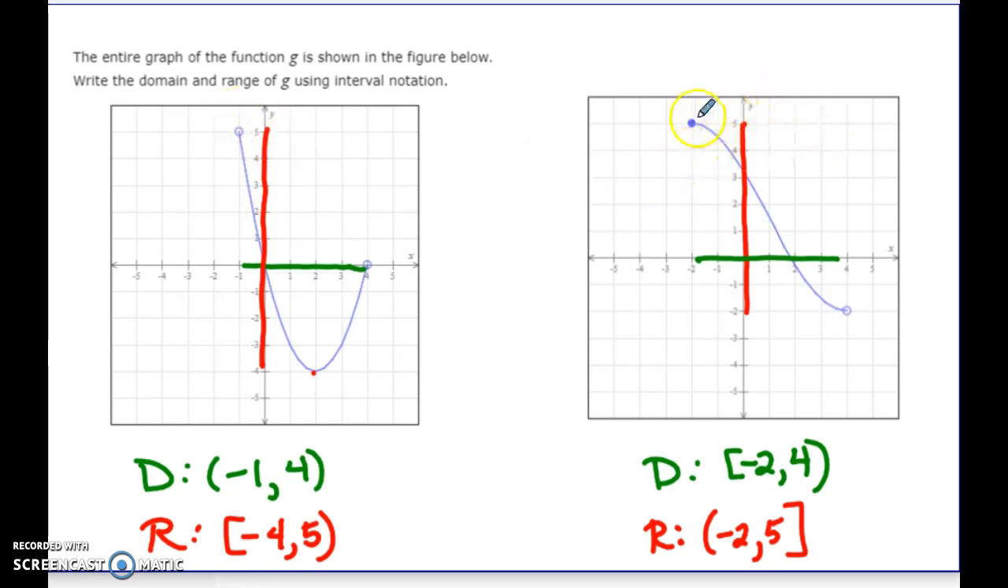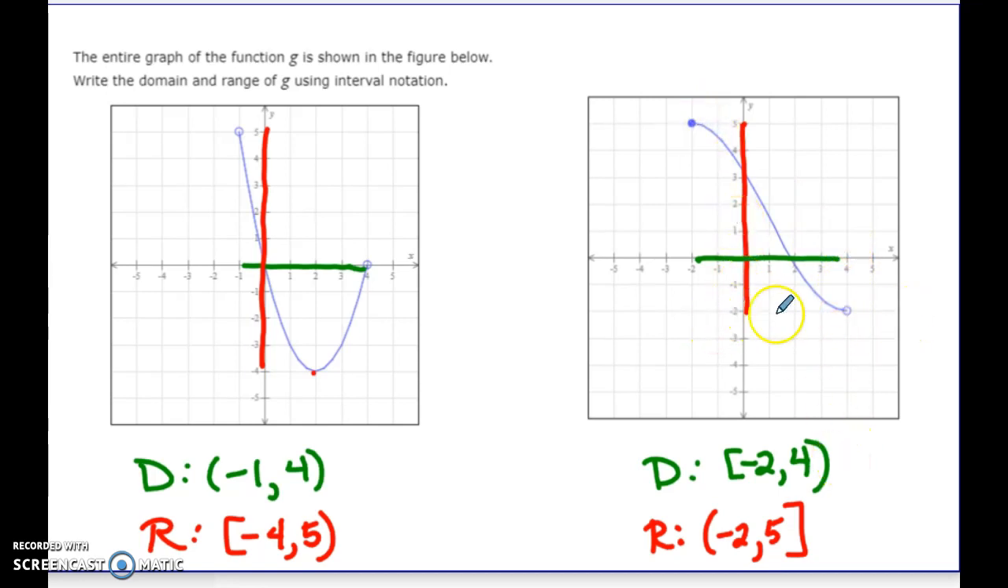The second picture here, we have a filled in circle, so that means those values are included, and an open circle over here. So again, the way you determine the domain, you take your graph, where does it start? Note that on the x-axis. Where does it end? Note that on the x-axis. So from -2 to 4. -2 is with the solid dot, so it's included. 4 is with an open dot, it's not included, parenthesis.